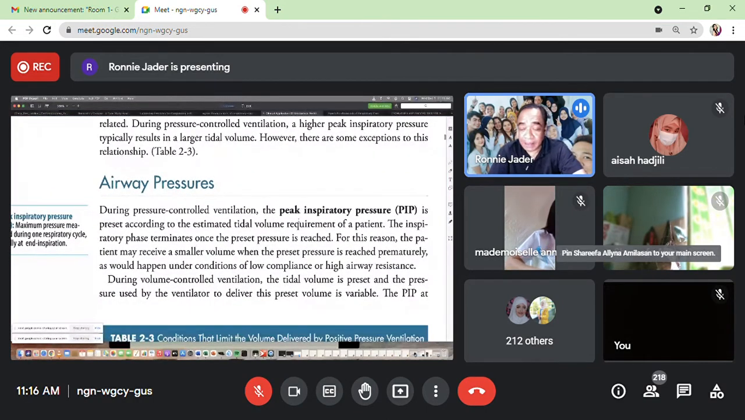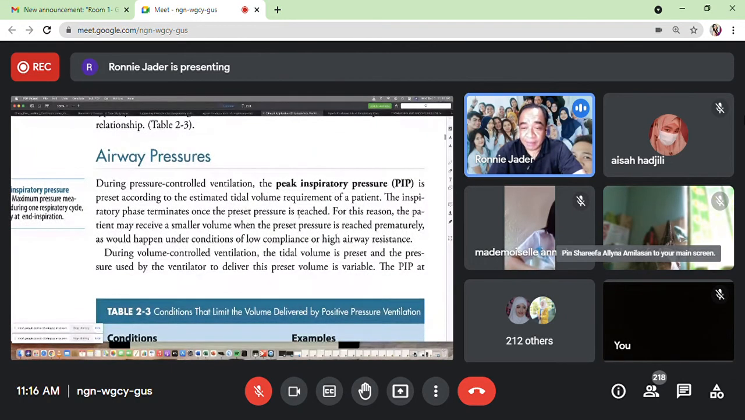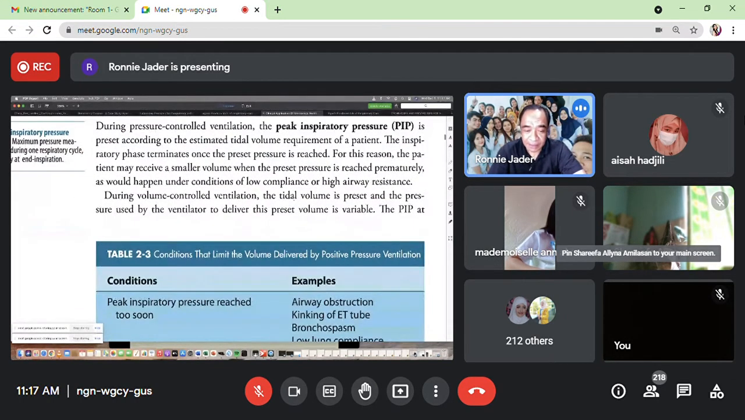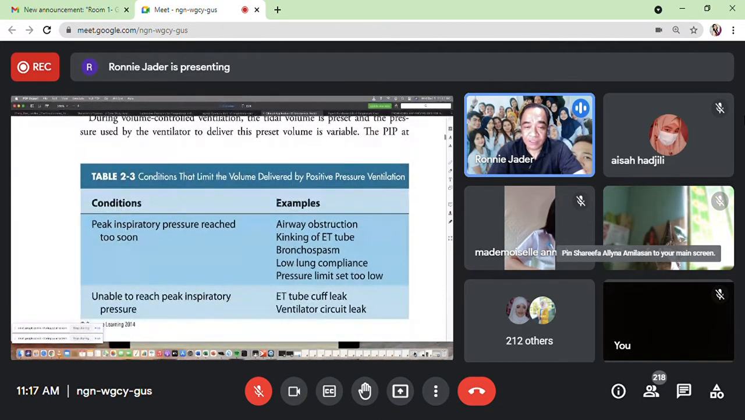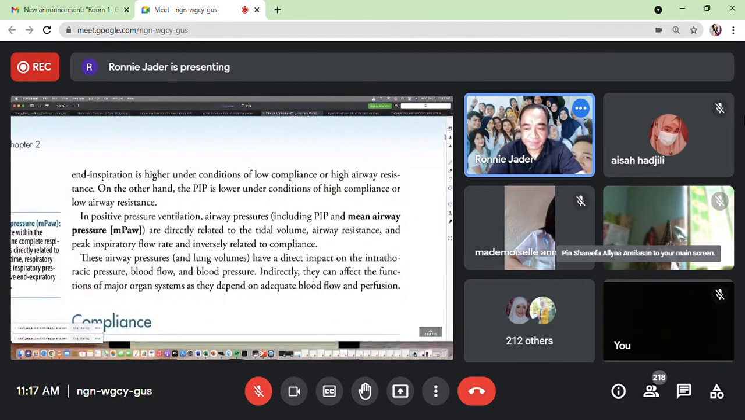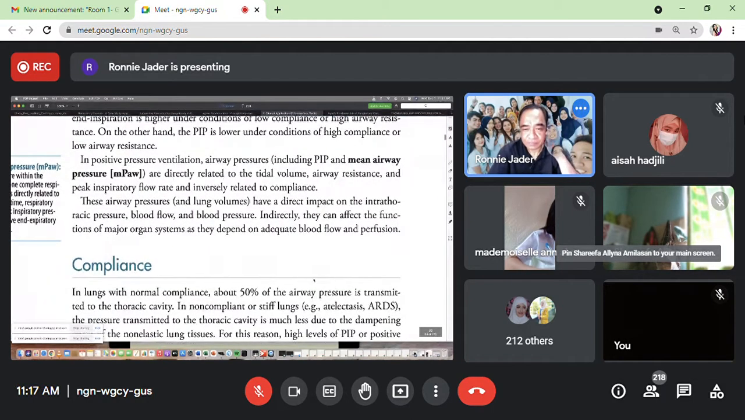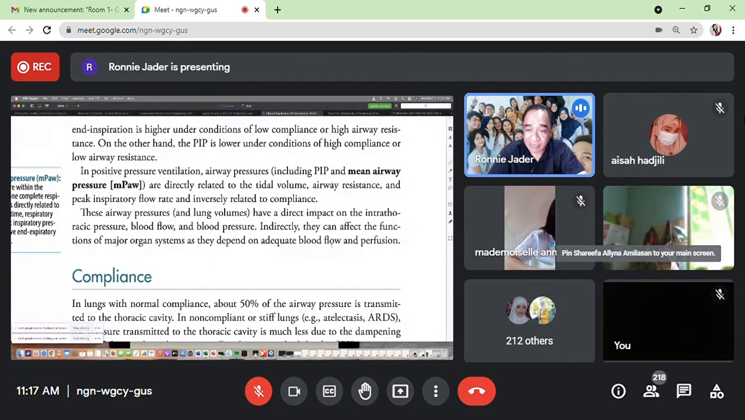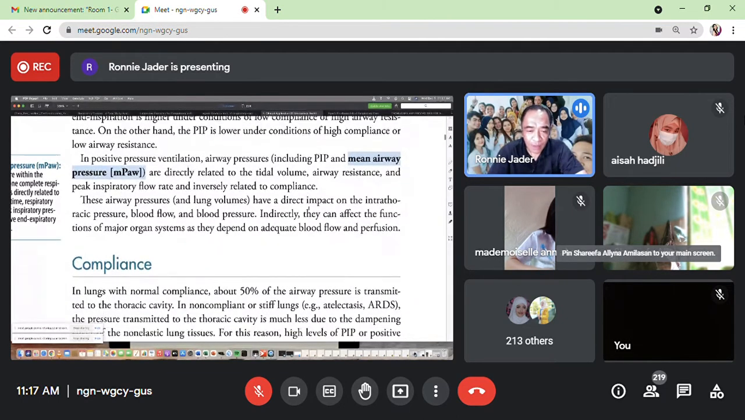Again, titingnan natin yung mga pressures natin. Yung ating peak pressure is very important. Dapat less than 35 siya. Kasi katulad makikita nyo rito, ano? Conditions that may increase your peak pressure ay yung airway resistance, decreased lung compliance. Ipo-forward ko na kasi na-discuss na naman natin halos lahat. Ano? Yung peak pressure, mean airway pressure, isa na lang, hindi natin na-discuss yung mean airway pressure.